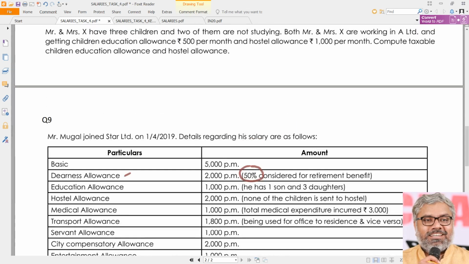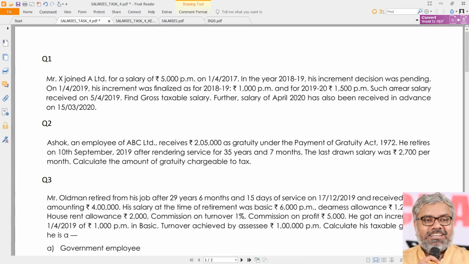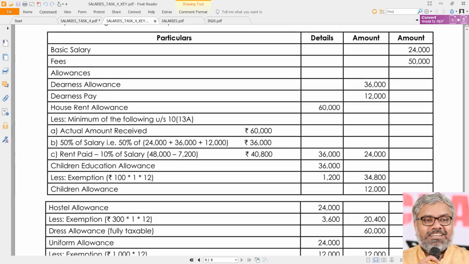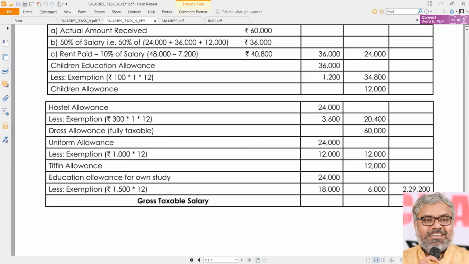We are not supposed to give all that we know. We might know the entire salaries chapter, but that is not what is asked in the question. Whatever is asked in the question, that only has to be answered. And that is the final answer that the examiner will expect.